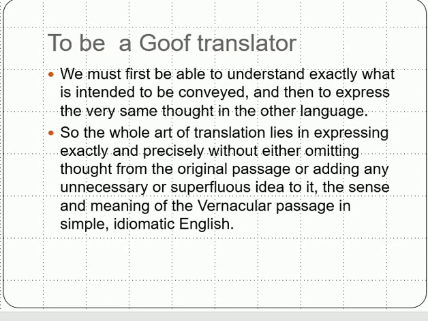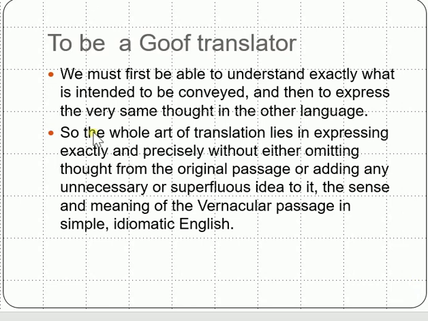If you're not having proper competence in both languages, you are not going to translate accurately. So in order to be a good translator, you must be able to understand exactly what is intended to be conveyed. If you're not able to understand, ultimately you will create a confused translated text. Your translation will not be appropriate. So it is very important that you are quite competent in both languages, because the whole art of translation lies in expressing exactly and precisely without omitting either thought or expression. This is very important if you want to be a good translator.